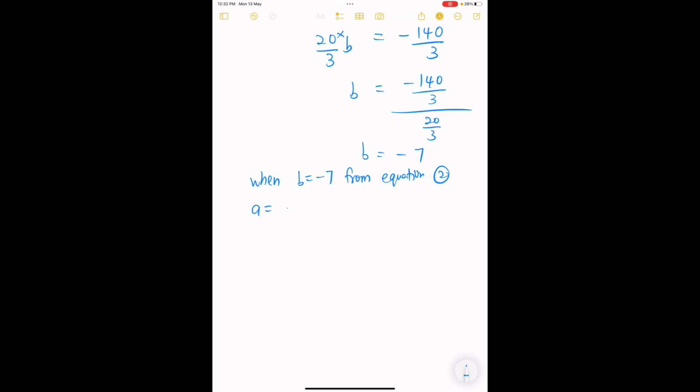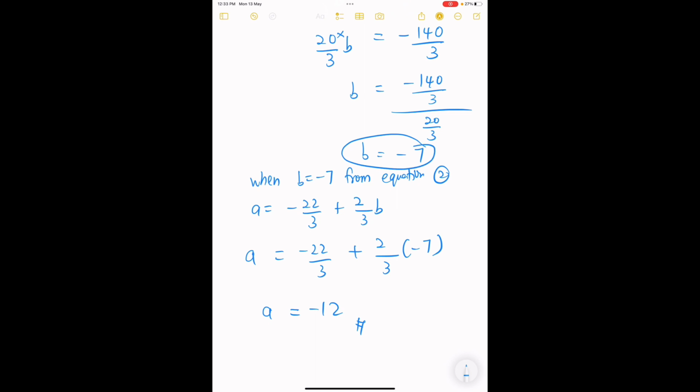So a is equal to minus 22 over 3 plus 2 over 3b, right? So now to find a, you change the b with minus 7. It will give you minus 12. Okay? So for C, your b is minus 7, a is minus 12.